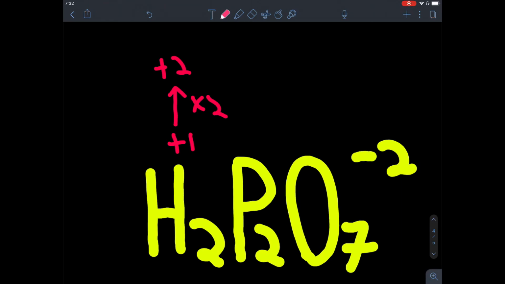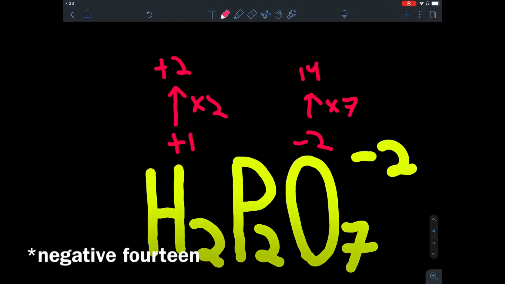Next is phosphorus, P, which we need to skip right now because there is no rule for it. And finally, oxygen. Oxygen will almost always be -2. So we must multiply -2 by 7 because there are a total of 7 oxygen atoms, and that will get us to -14.